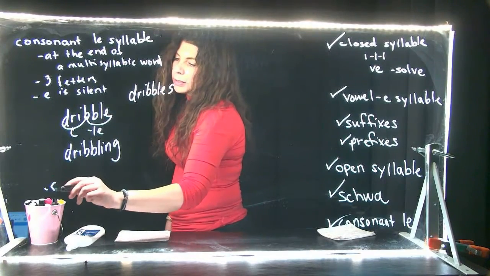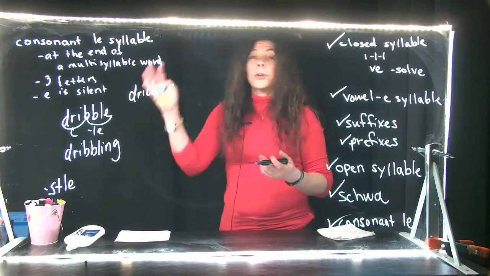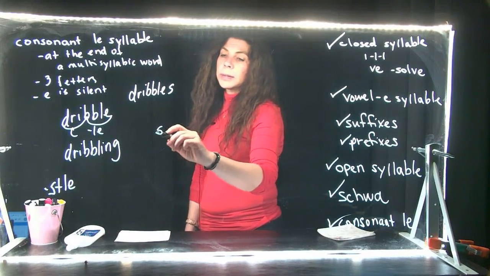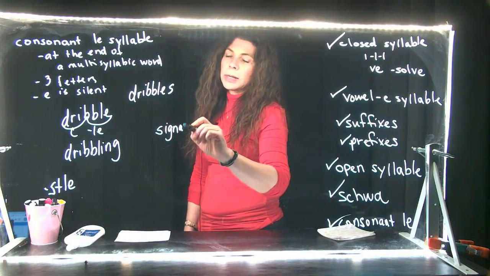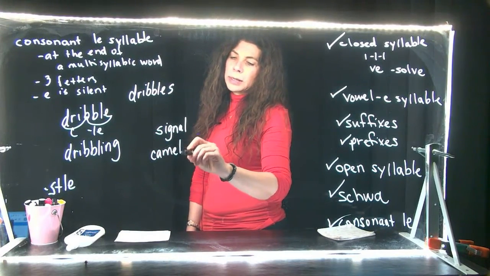We learned about the consonant-LE exception. And then we learned that even though you know all of these, you still could need to look up a word, because there are words that contain AL, signal, or EL.